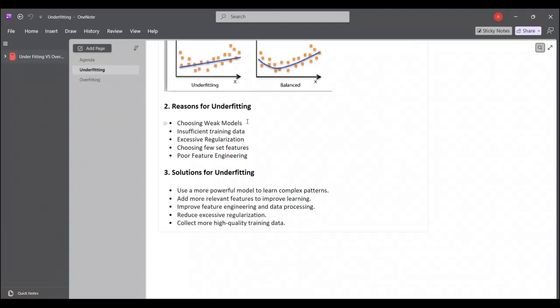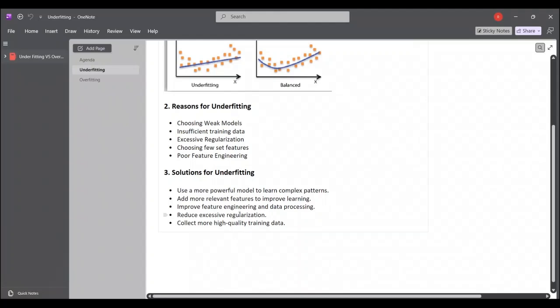Adding more relevant input features also improves learning. Including useful information gives the model a better understanding of the problem. Improving feature engineering is another effective solution. Properly cleaning, transforming, and selecting features can significantly improve model performance. Reducing excessive regularization also helps. If the regularization strength is too high, decreasing it allows the model to learn more from the data. Finally, collecting more high-quality training data can improve the learning process and reduce underfitting.